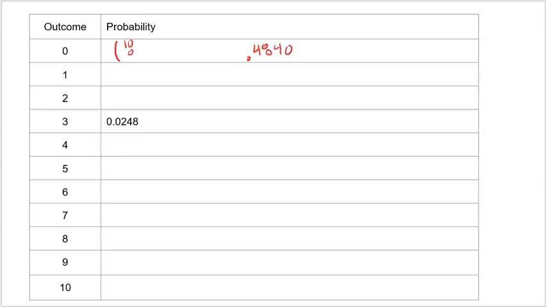I did 10 choose 0, 0.07 to the 0, 0.93 to the 10th. It all should make sense. 0 successes, 10 failures. 10 choose 0 simply tells you how many different ways it can happen. And then we got our answer, 48.40%. Let's pick 6. Let's do 6.